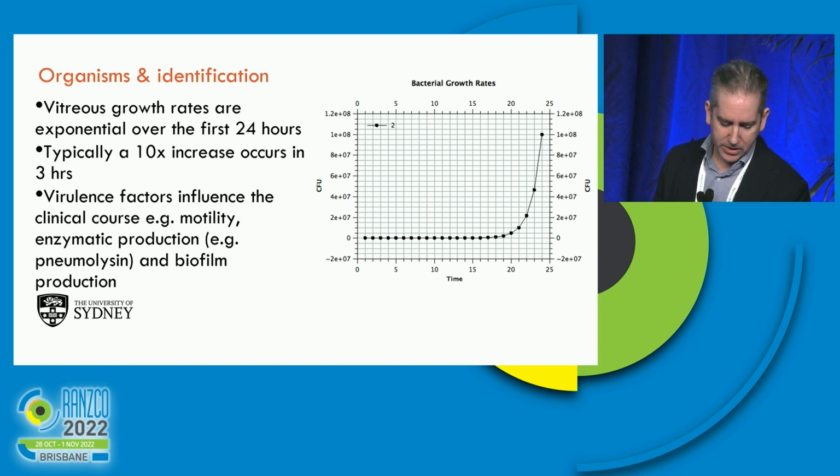Vitreous growth rates are impressive, as I said earlier, over the first 24 hours, and then they plateau. And typically there's a 10-fold increase over a period of 3 hours or so. Virulence factors can be important in the efficacy of intravitreal therapy. They can increase the minimum inhibitory concentration of antibiotics by more than 1,000-fold. And Rosie will be covering the role of vitrectomy later on in such patients.